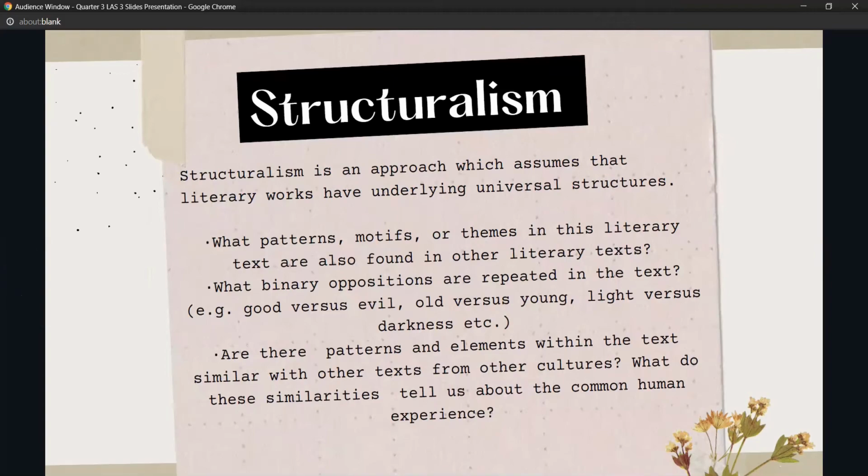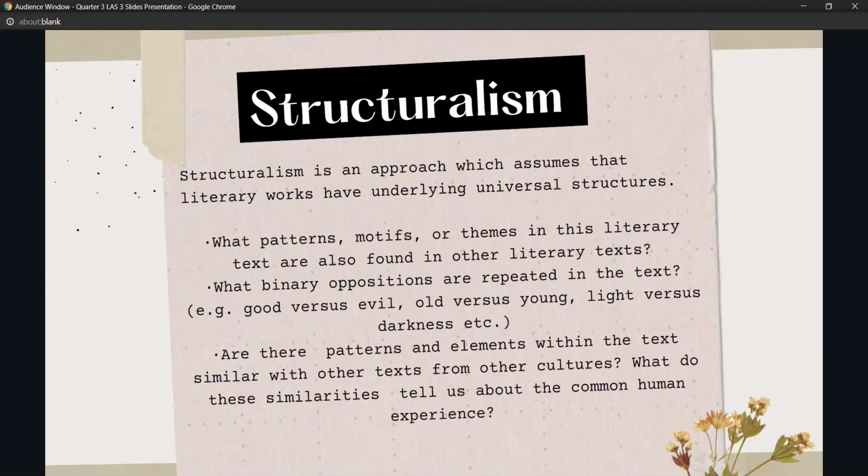And the guide questions for structuralism are the following. What patterns, motifs, or themes in this literary text are also found in other literary texts? What binary oppositions are repeated in the text? Good versus evil, old versus young, light versus darkness, etc. Are there patterns and elements within the text similar with other texts from other cultures? What do these similarities tell us about the common human experience? These three are just some of the guide questions when using the structuralist approach.